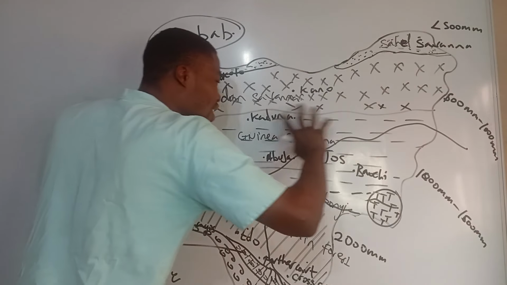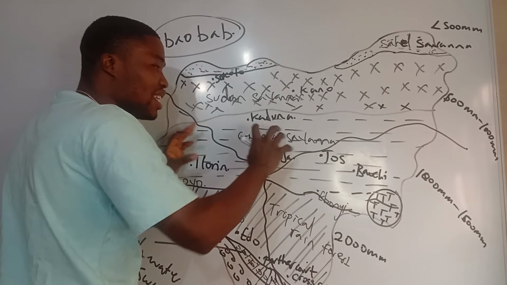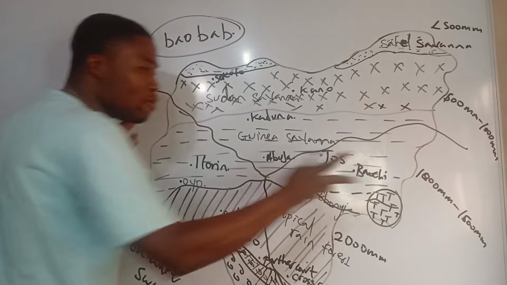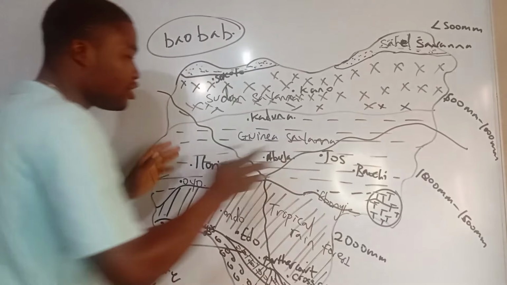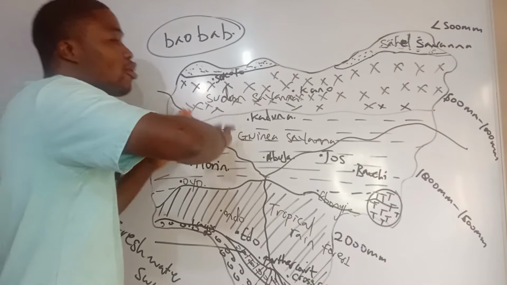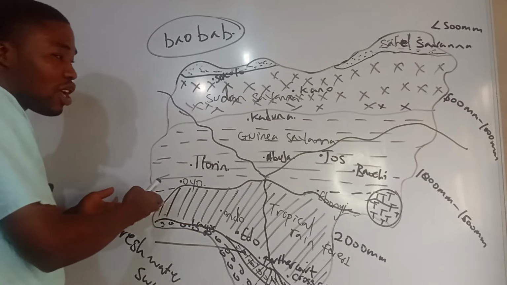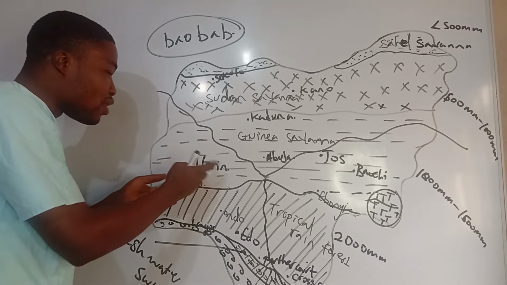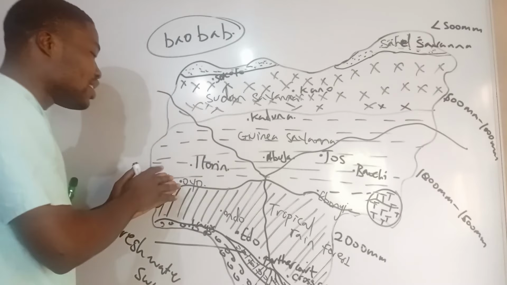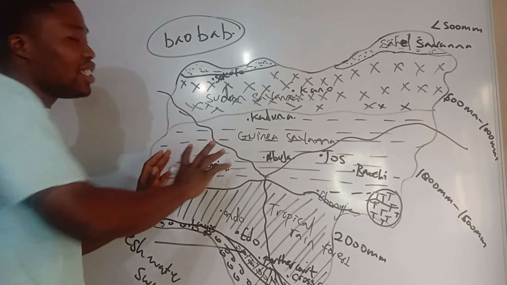Okay, this Guinea Savanna is usually called the Southern Guinea Savanna. It is the largest biome in Nigeria, the largest vegetation in Nigeria. It cuts across more states than the other vegetations. It can cut across states in the southwest, even, I think, some part of Ekiti. Okay, they still contain this vegetation.